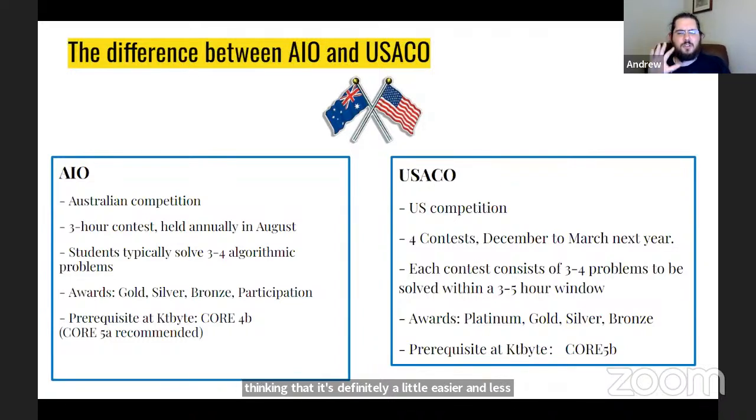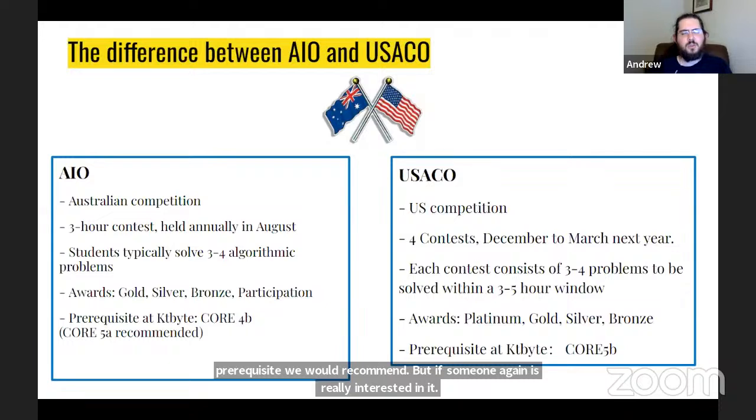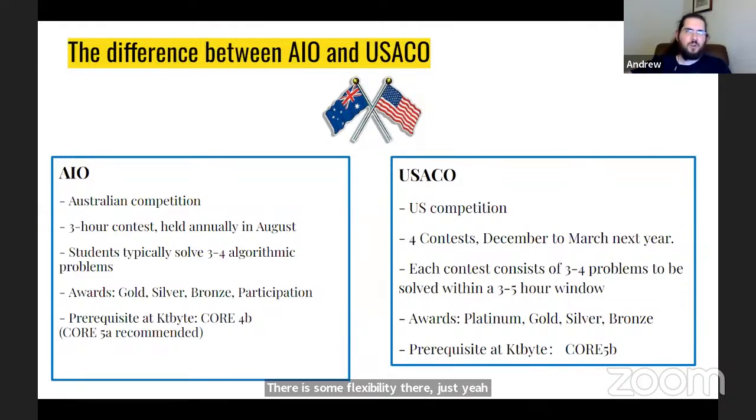So this is the prerequisite we would recommend, but if someone, again, is really interested in it, there is some flexibility there. Just, I wouldn't expect to be able to do all the problems right away, and be prepared for there to be a bit of a challenge in just this style of thing. And again, if you've done other competitions similar to this, especially advanced mathematics competitions, you may know a little bit more about the feeling of this and being on your own a little bit in solving problems that aren't very obvious how to solve.